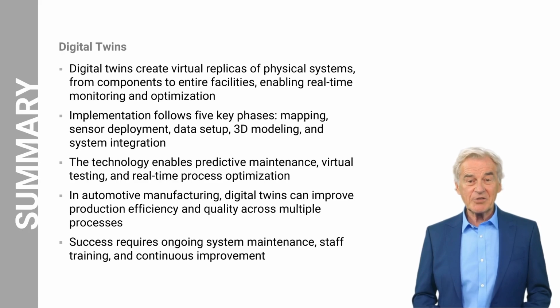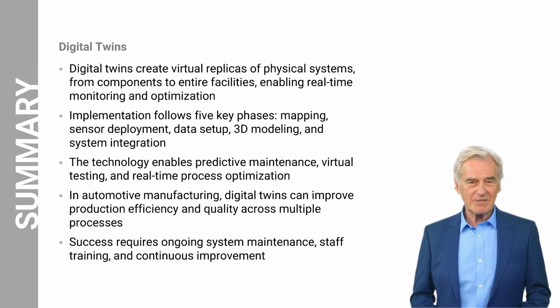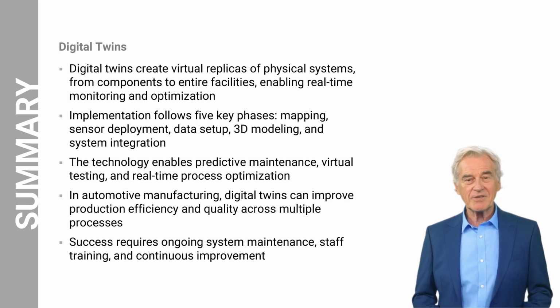In summary, digital twins create virtual replicas of physical systems, from components to entire facilities, enabling real-time monitoring and optimization. Implementation follows 5 key phases: mapping, sensor deployment, data setup, 3D modeling, and system integration. The technology enables predictive maintenance, virtual testing, and real-time process optimization. In automotive manufacturing, digital twins can improve production efficiency and quality across multiple processes. Success requires ongoing system maintenance, staff training, and continuous improvement.